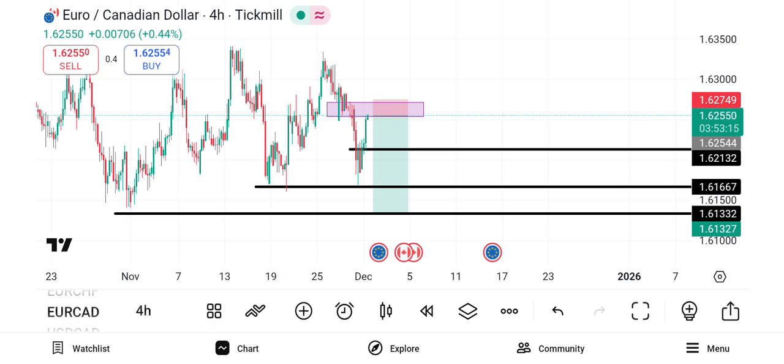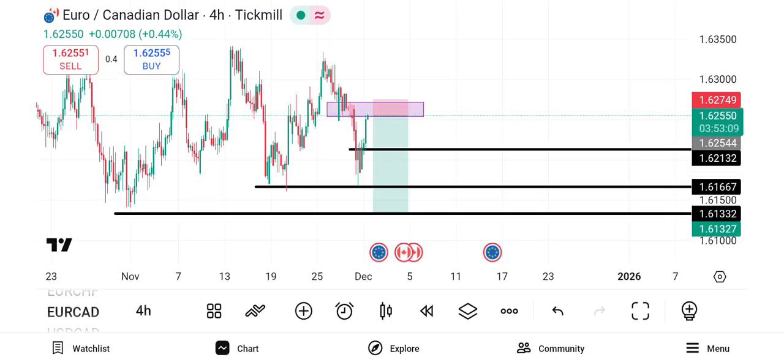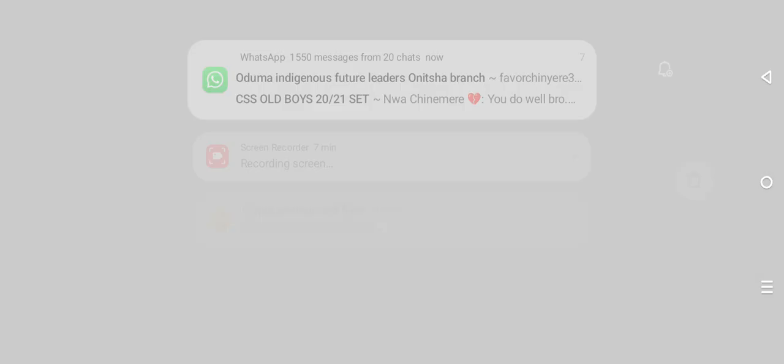So get ready. Let's make the market. We are just waiting for the candlestick to confirm our trade so that we can take our setup.